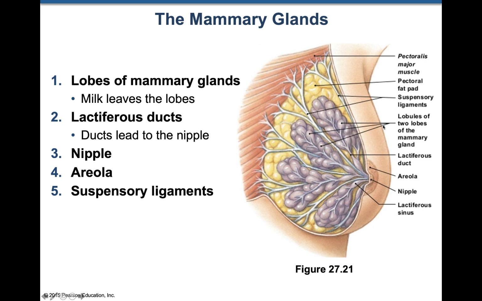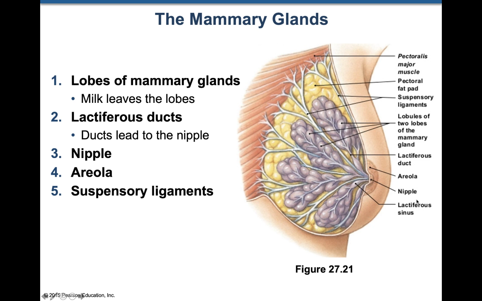production. So on this picture, we have the pectoral muscle right here, and then the pectoral fat pad, and then the lobes of mammary glands. That's where the milk's going to be produced. And if you follow this picture, we have lobes of the mammary glands, and those are going to feed into these ducts. And those are called lactiferous ducts. And those lactiferous ducts, if you follow this, are going to feed into this.